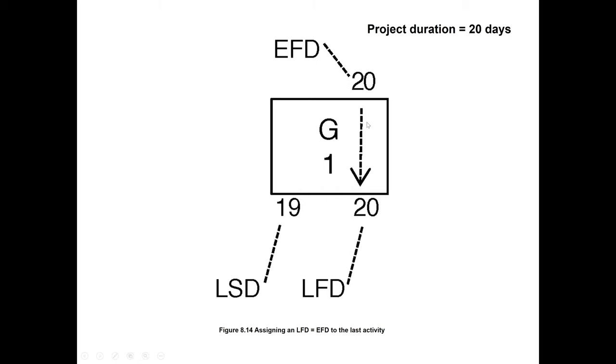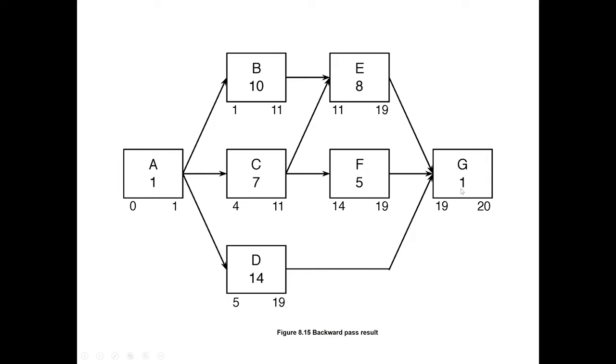We will start from the end of the network diagram. The last activity is G, its duration is 1. The project duration we have calculated is 20, so that 20 will come here, and backward pass 20 minus 1 is 19. The early finish date becomes the late finish date for the last activity, minus the duration is 19, so that is the late start date. By this way, we will complete the backward pass. We start with 20 minus 1, 19.